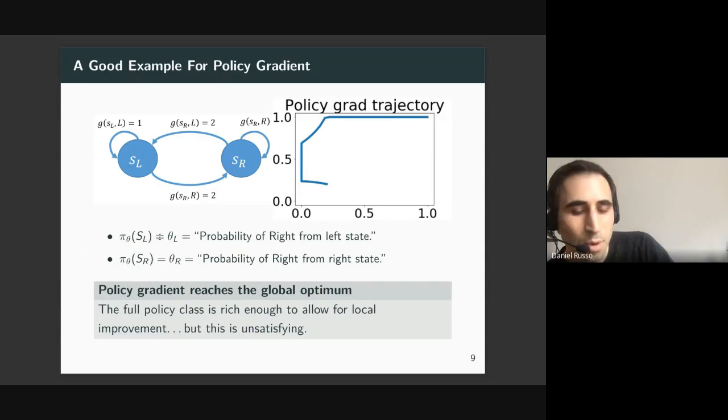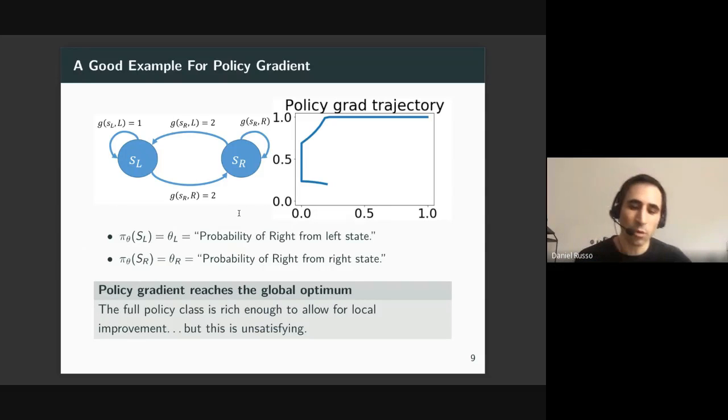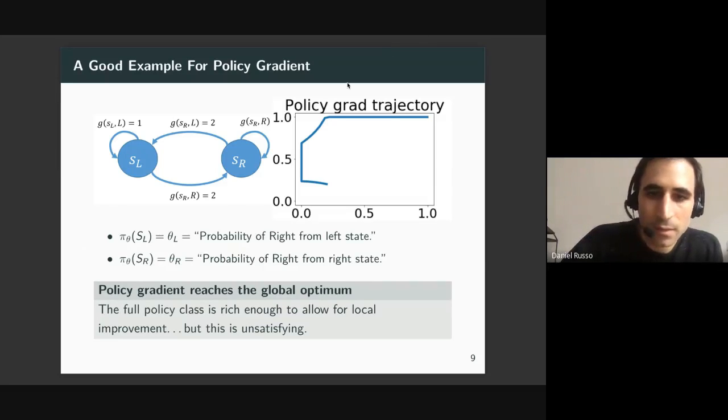Now there's a probability of moving right in state left, and a separate probability of moving right from the right state. So this is the full policy class. Now, in this case, policy gradient will reach the global optimum, despite the fact that the loss function is non-convex. One way you know the loss function is non-convex is because if you looked at a particular one-dimensional projection of the loss function, you get out this.